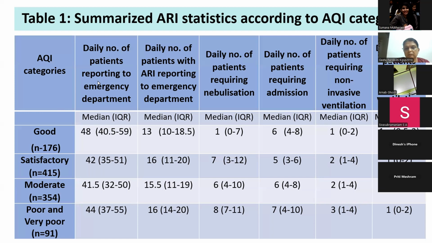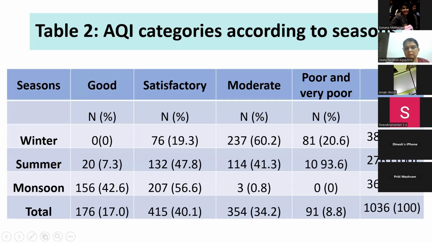Then, of course, we also look at the AQI categories according to season, because now I have my confounder. I have to see how things are changing according to the confounder variable. So I look at AQI categories according to the different seasons. I was thinking they would be different. Are they different? Yes, you can see that the AQI categories differ according to the seasons.